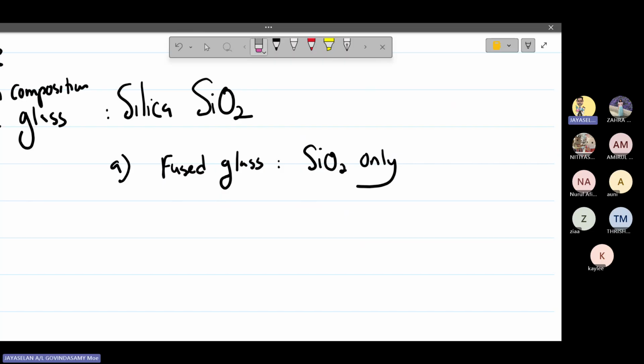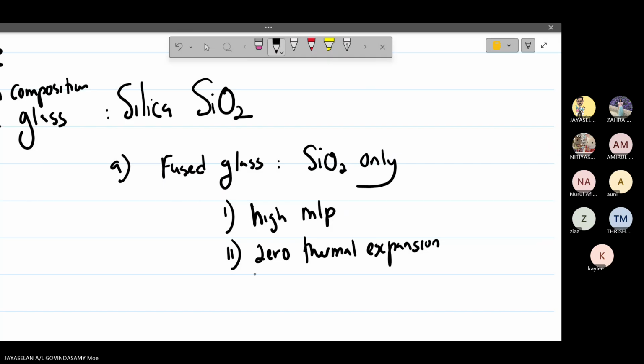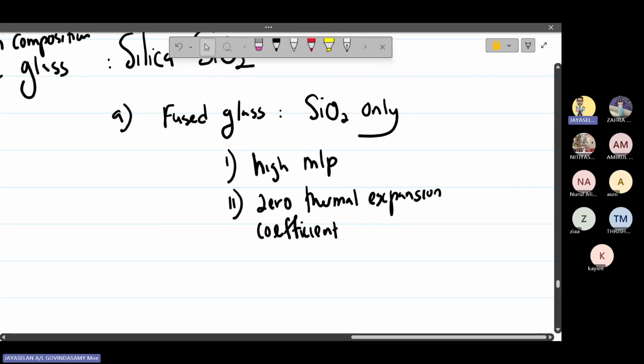Okay, number 2. Remember the properties. I want you all to remember only 2 properties. Property number 1, it has a high melting point. Property number 2, it has zero thermal expansion coefficient. Zero thermal expansion coefficient means it will not crack under sudden change in temperature. Understand? That means it's very strong. These two, memorize.